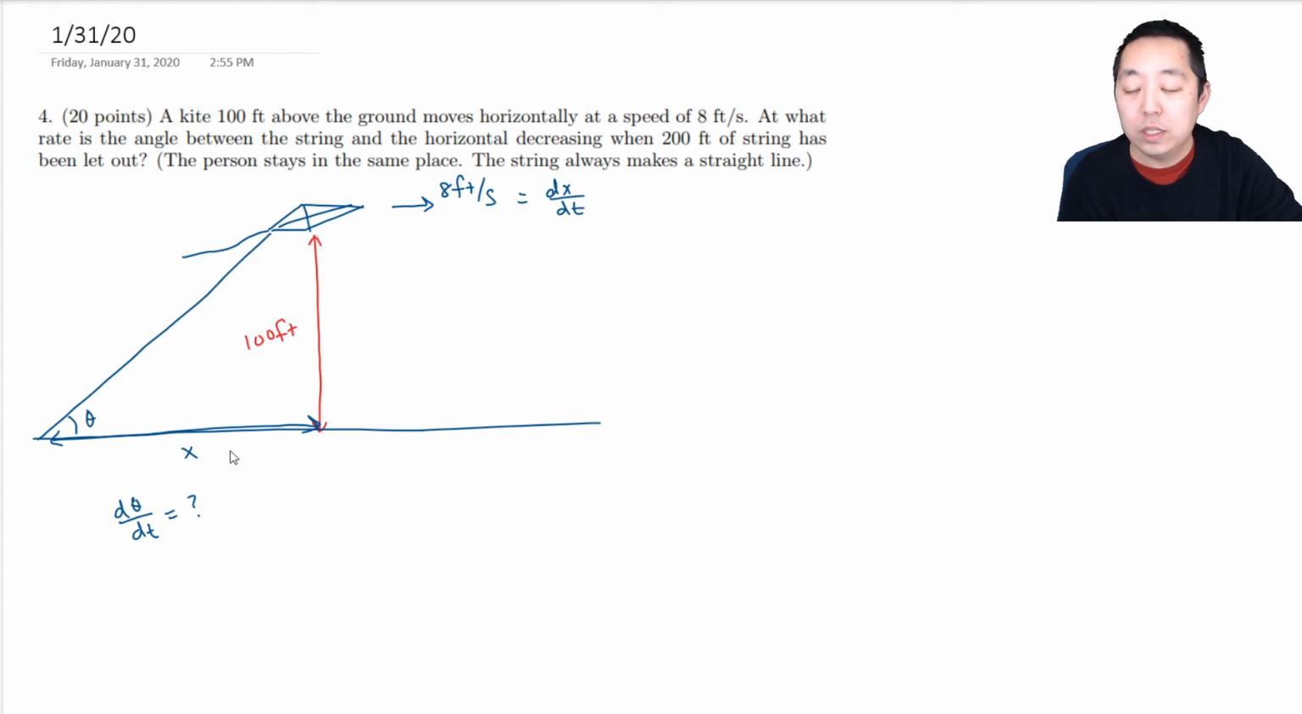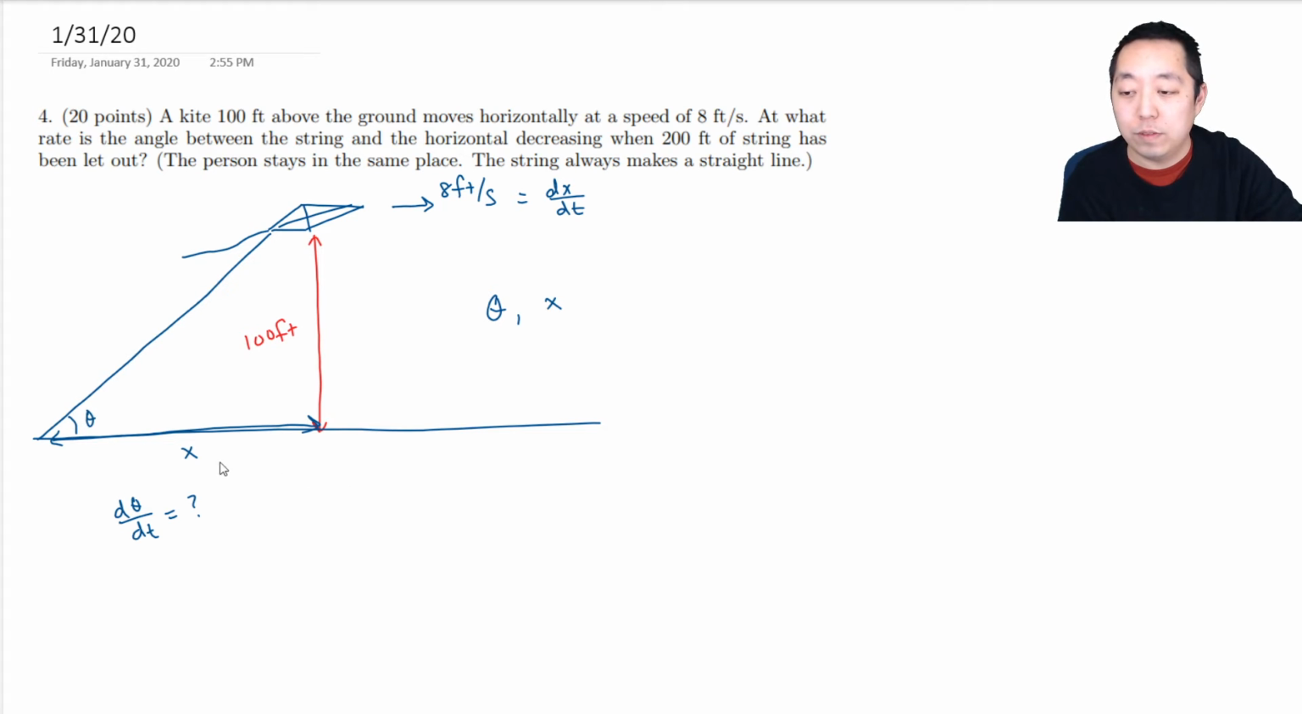Now the key part of a related rate question is I need to be able to relate theta and x somehow. I need a relationship. That's always the first step on the setup. I need a relationship between theta and x, because I have a rate dx/dt, and I'm trying to figure out another rate, dθ/dt. So I need to know a relationship between these two.